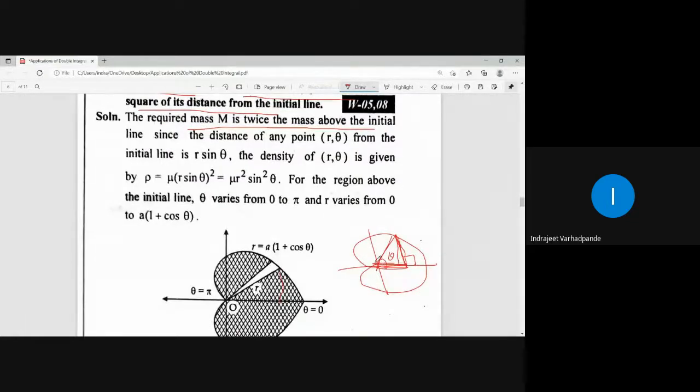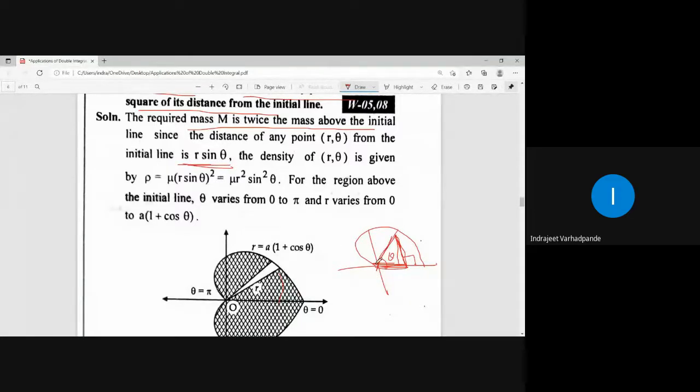Okay, this is symmetrical about the x axis. I will try to erase this lower portion a little. I will draw only the portion which lies in the upper half plane, so multiplied by 2. But distance is nothing but r sine theta.